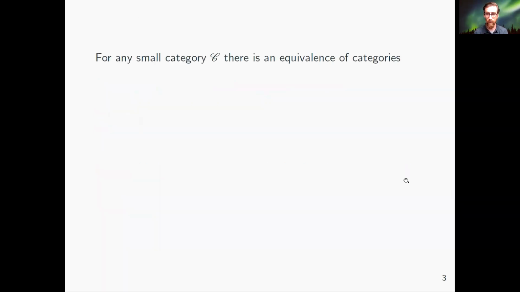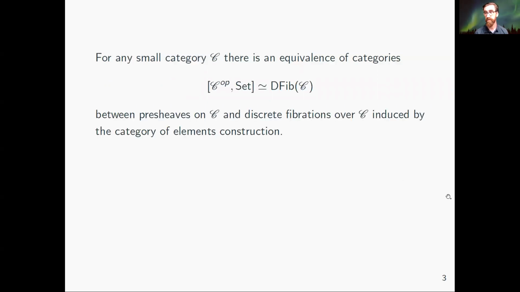Just to set the stage a bit, let's recall that for any small category, there's an equivalence between presheaves on that category and discrete fibrations over that category. This is induced by an elements construction.